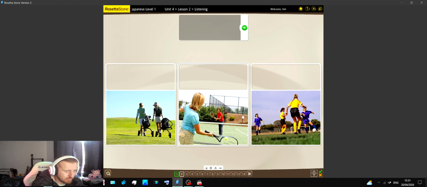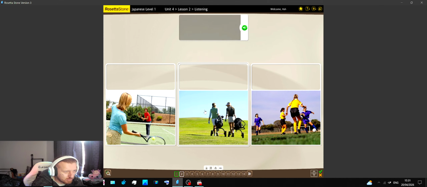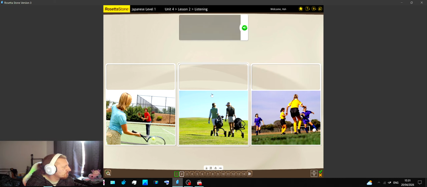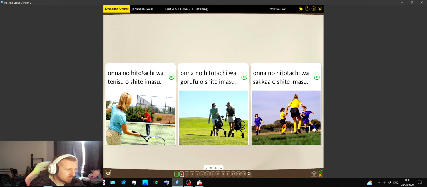Let's go to slide 2. 女の人たちはテニスをしています。 That's what we're doing in the middle. 女の人たちはサッカーをしています。 That's what we're doing at the end on the football. 女の人たちはゴルフをしています。 And now we're back on the golf. Fantastic. Let's go. 女の人たちはテニスをしています。 The ladies are playing tennis. 女の人たちはゴルフをしています。 The ladies are playing golf. 女の人たちはサッカーをしています。 The ladies are playing soccer.